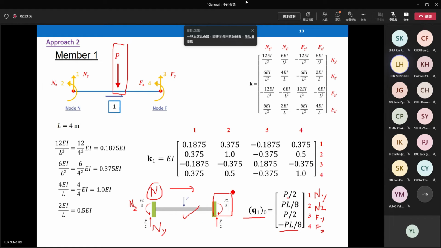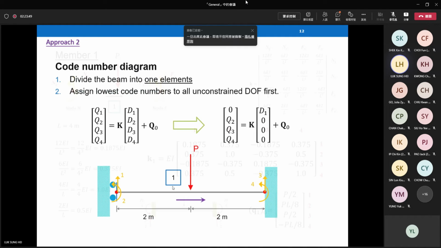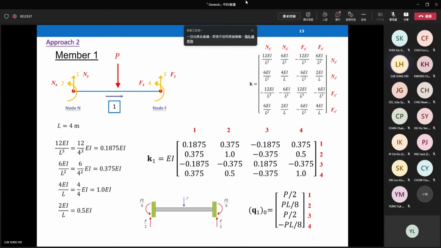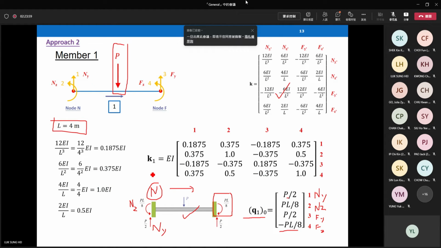At the same time, you can calculate the element stiffness matrix following our traditional procedures. But this time, the length is equal to 4 meters, because we just treat this as one single element. So the element length becomes 2 plus 2, 4. The length is 4 meters long. So the value is slightly different from the previous approach.